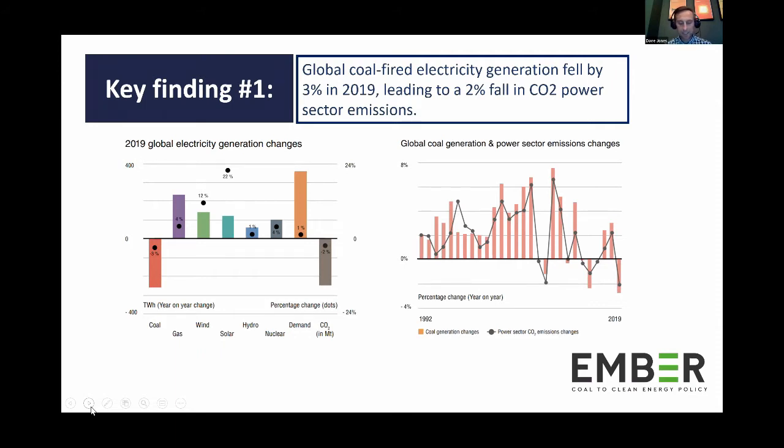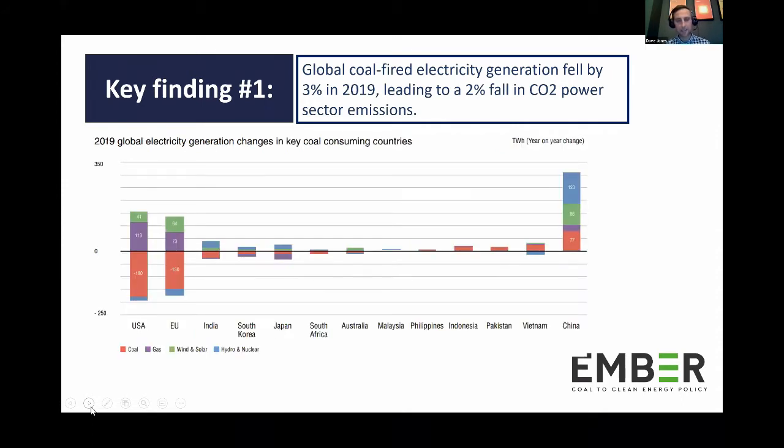On the next chart, you can see the annual changes in the power sector emissions and in coal generation going back to 1990, when the IEA first started reporting. And you can see what happened in 2019 was the biggest fall since at least 1990, surpassing even what happened during the 2009 recession. So the next slide, I want to show you where those falls in coal generation were and why.